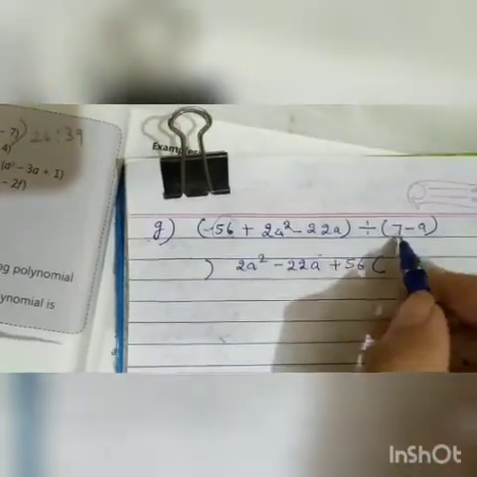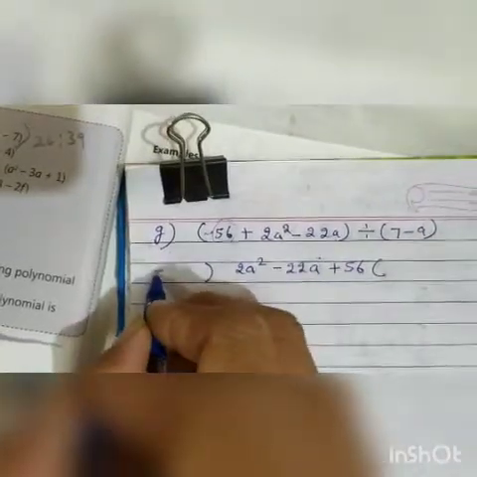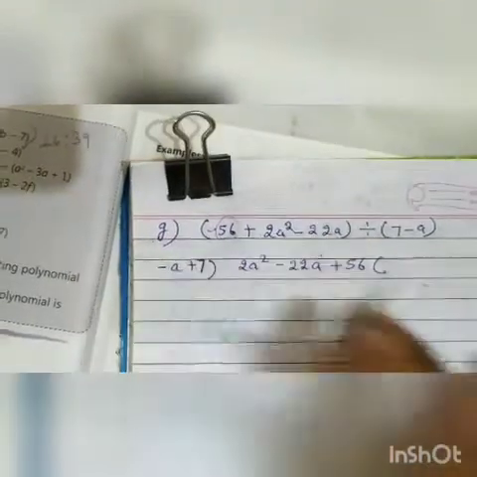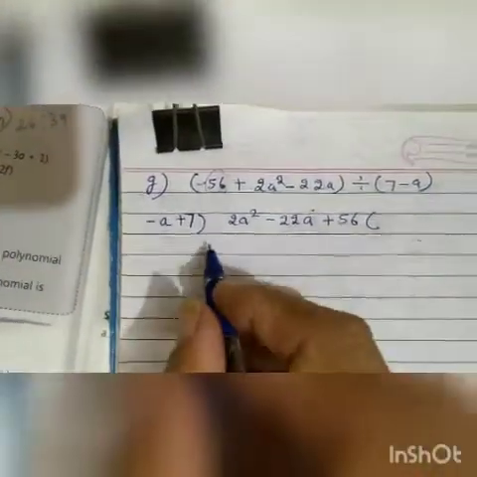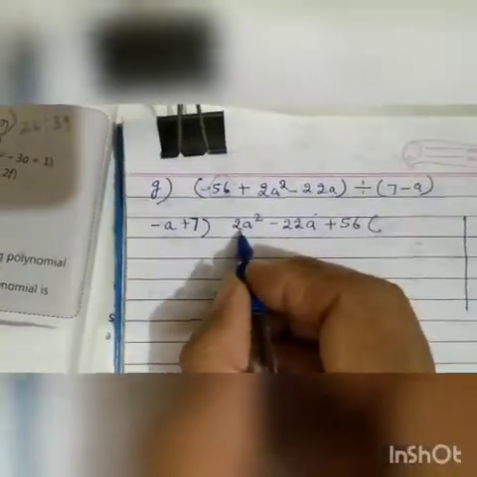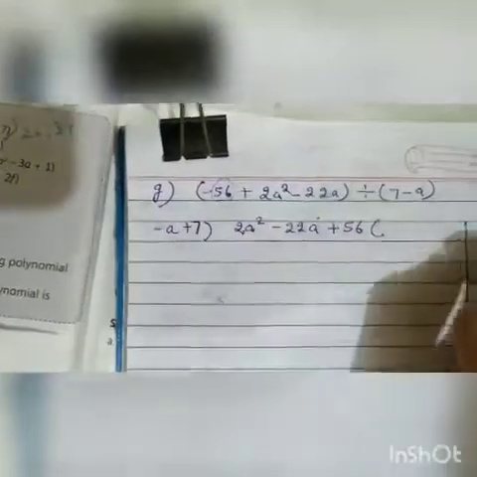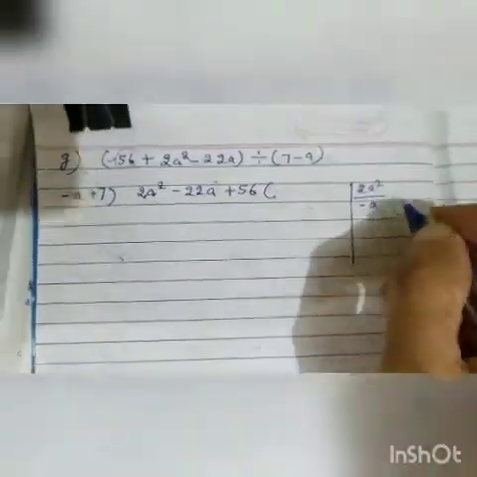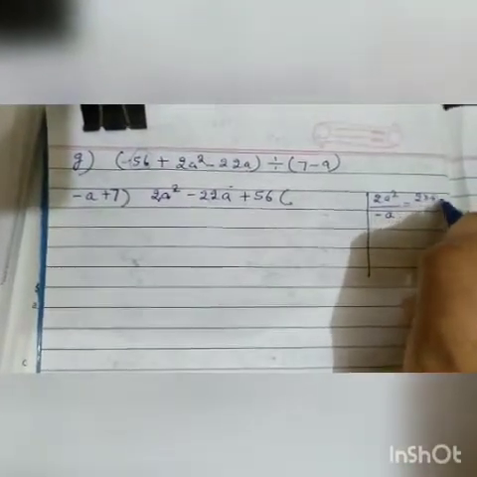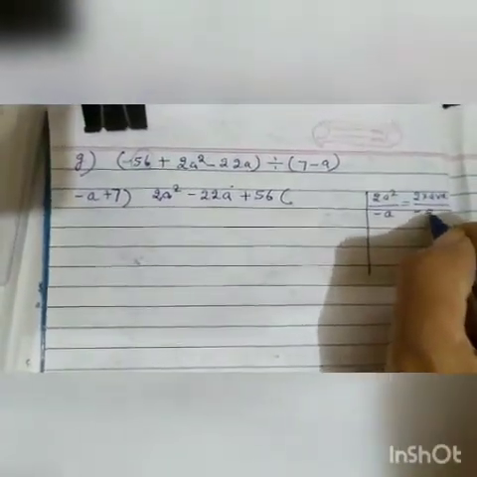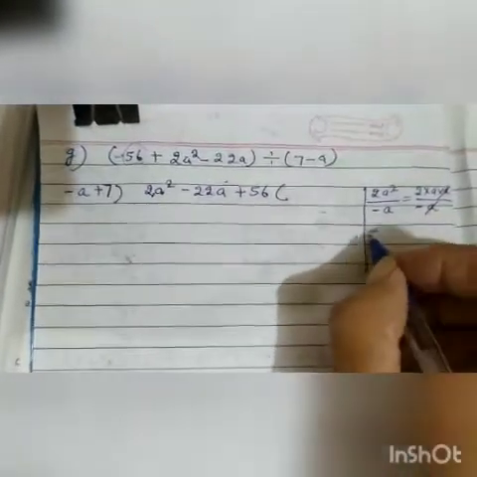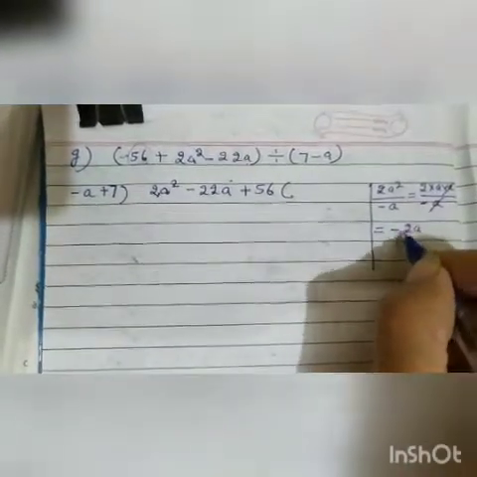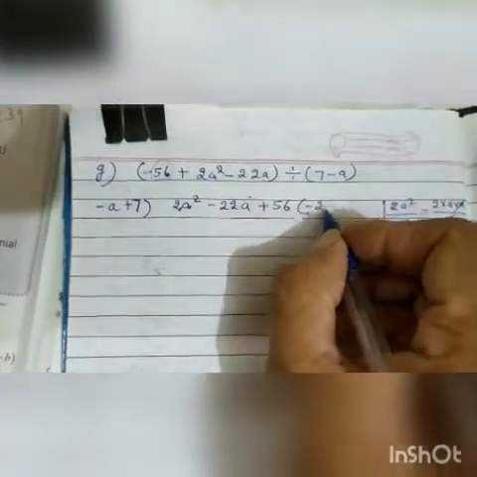Now we have to divide it by 7 minus a, we will write it as minus a plus 7. Constant term is always written last. So again we will follow the same process. Its first term is 2a square, and 2a square divided by minus a, we will write 2 multiply a upon minus a. A cancels. What is the quotient here? This minus sign with 2a, minus 2a. We will write this minus 2a here.